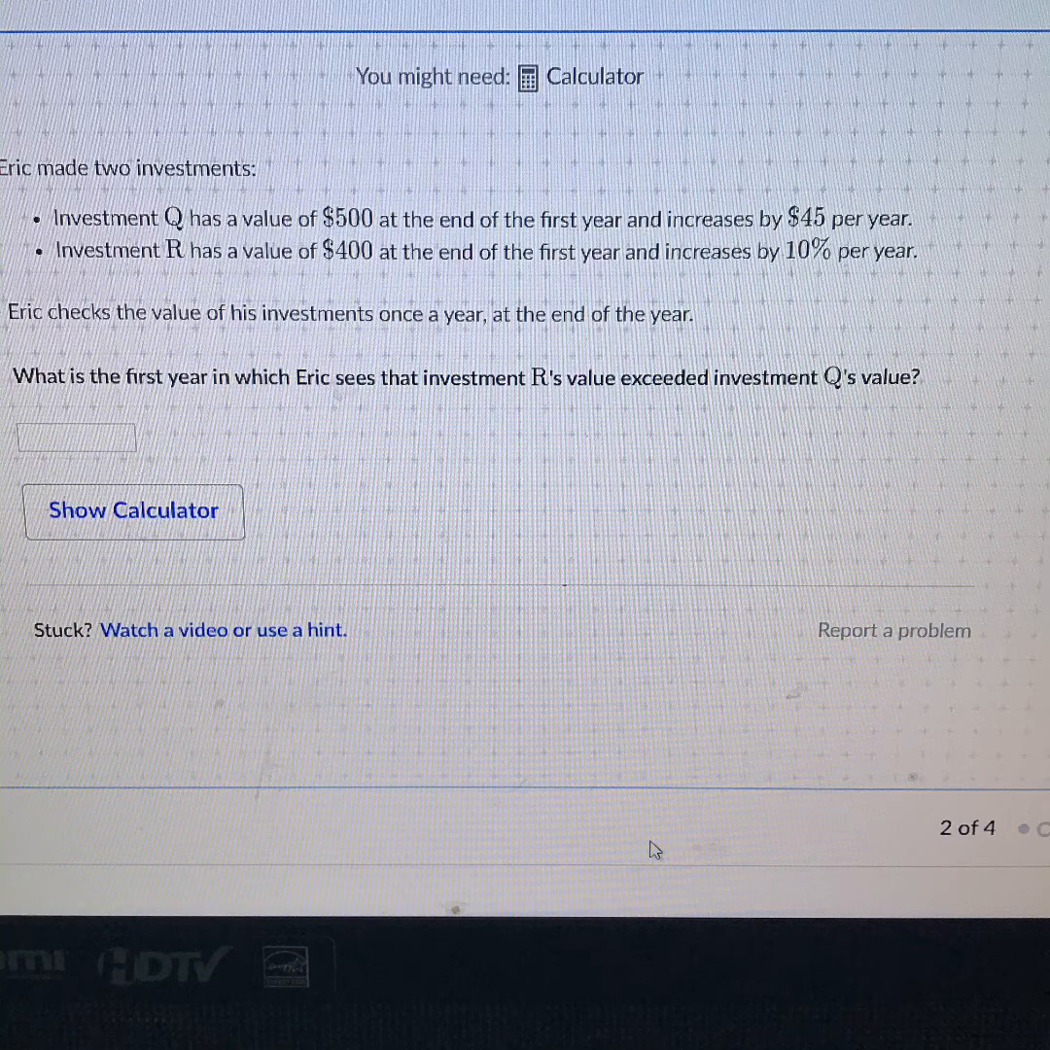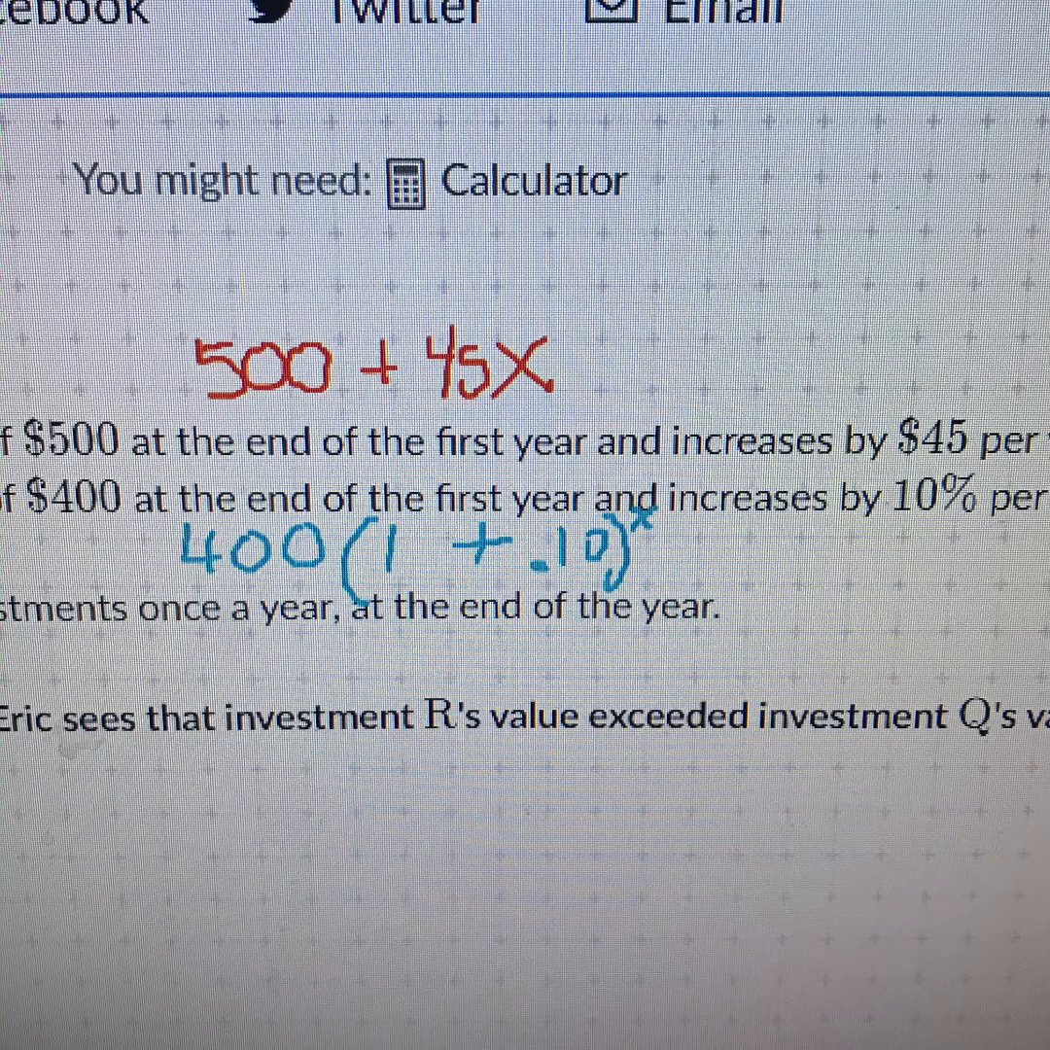But I do notice that Q, my top investment, is increasing by a dollar amount. That means I'm adding that amount of money each year, while my R increases at a percentage, and again, we do percentages by multiplying. So I know that when I'm increasing by a percentage, that's my interest rate formula, an exponential growth formula, one that tells me we're going to be multiplying by a certain amount. So the two formulas I'm going to end up with here: for our linear function, $500 plus 45x, so $500 is my start, plus $45 for each additional year.